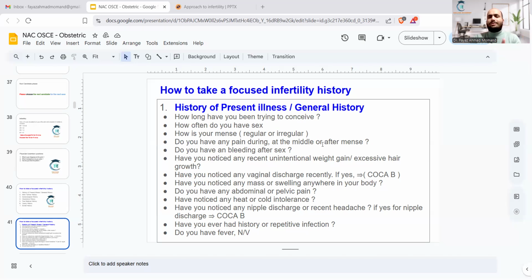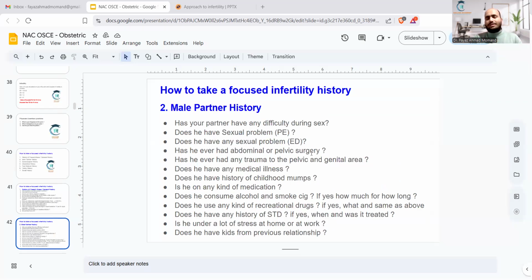Now, once we have narrowed down our diagnosis, we move on to the male partner. Male partner, does he have any difficulty during sex? Does he have any sexual problem? Is there any erectile dysfunction? Has he had any pelvic surgery? Has he had any surgery, especially on the genital area or pelvic area? Trauma to that area? Medical conditions, childhood mumps, medications that he's taking, cigarettes, alcohol. These are all some of the causes of male infertility.